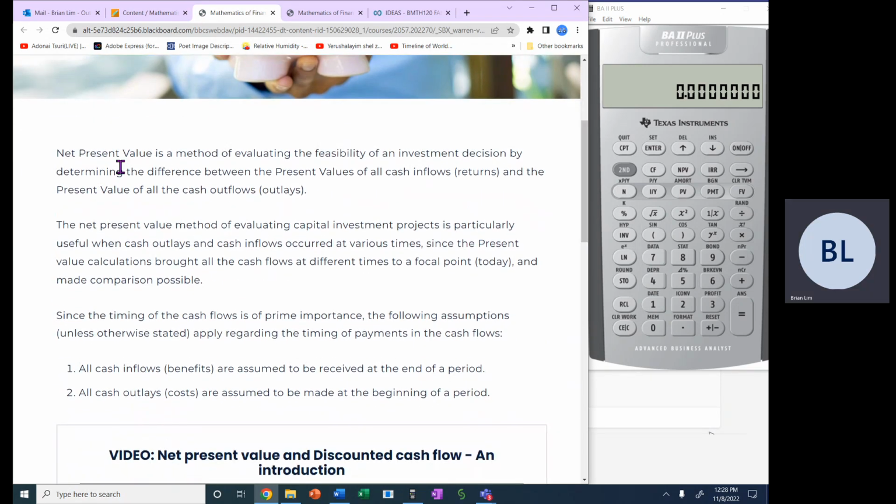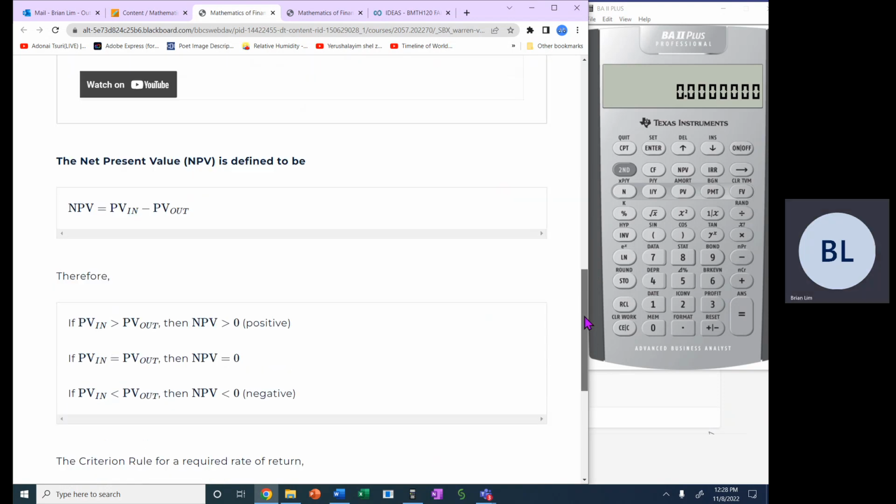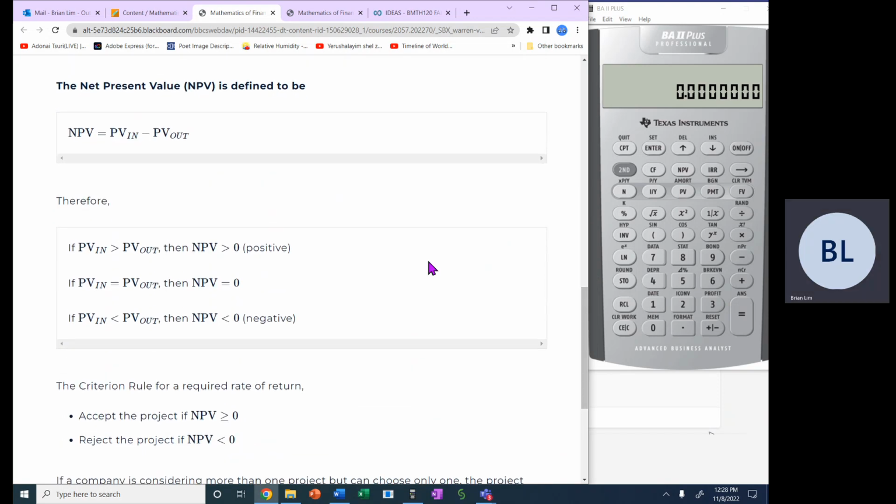So it's telling us that net present value is a method of evaluating the feasibility of an investment decision by determining the difference between the present values of all cash inflows and the present value of all cash outflows. All right, so that's what we're after, cash inflows and cash outflows. Now to calculate the net present value, the present value out is subtracted from the present value in.